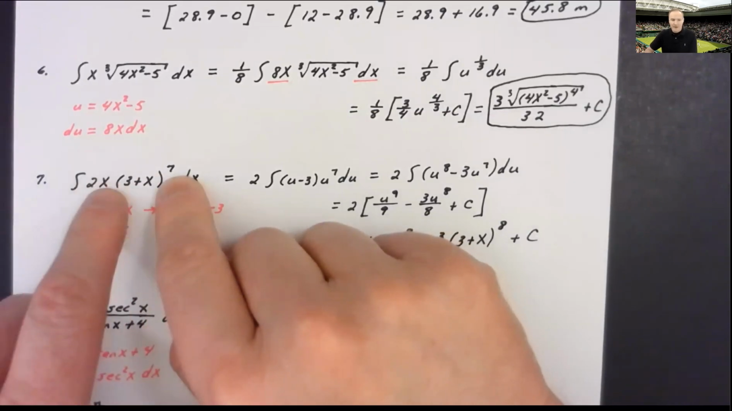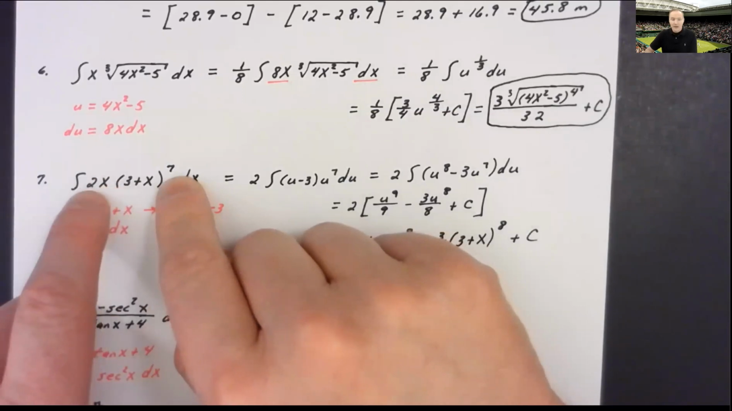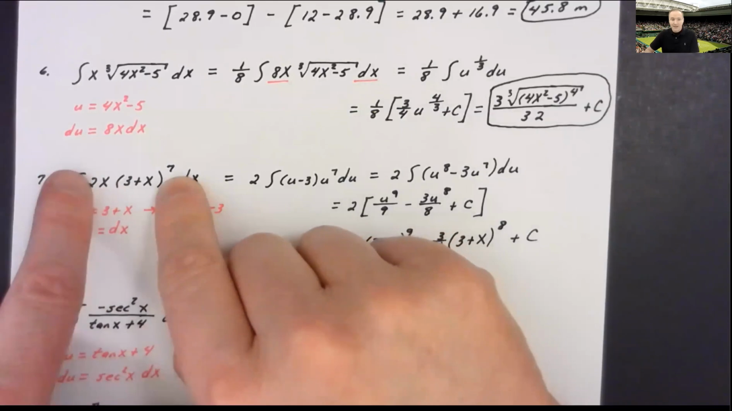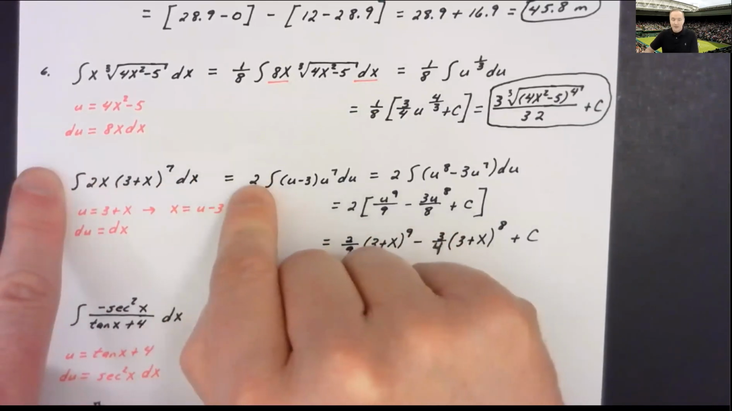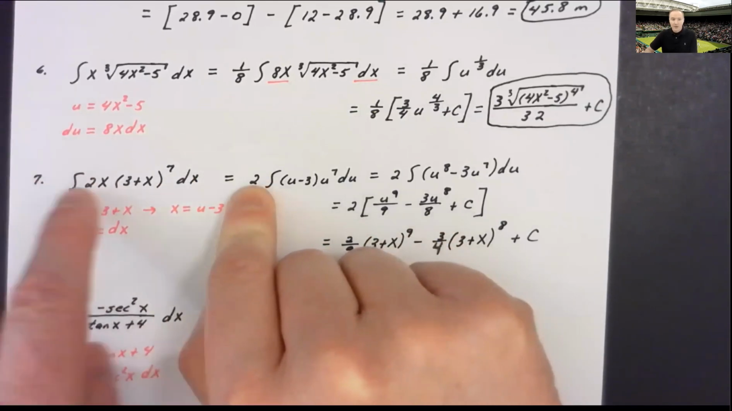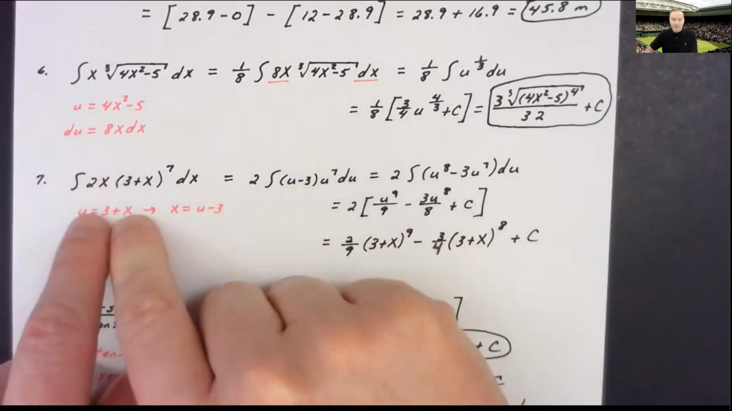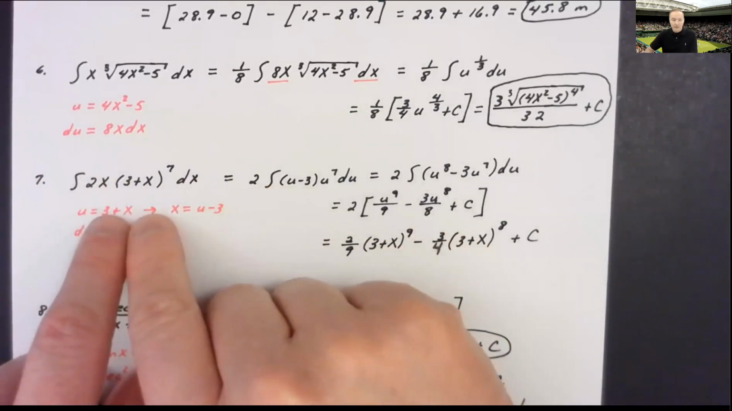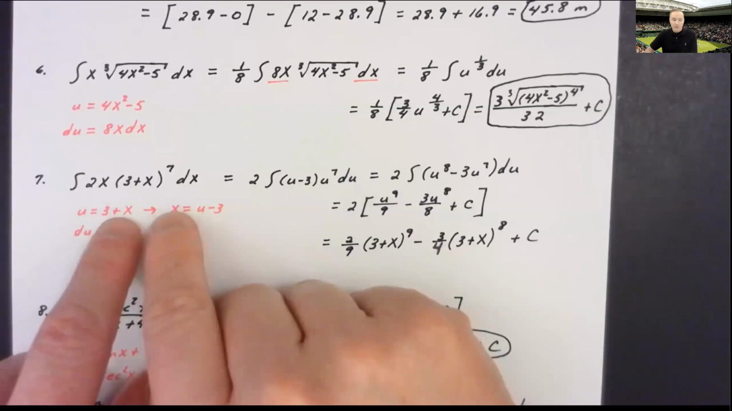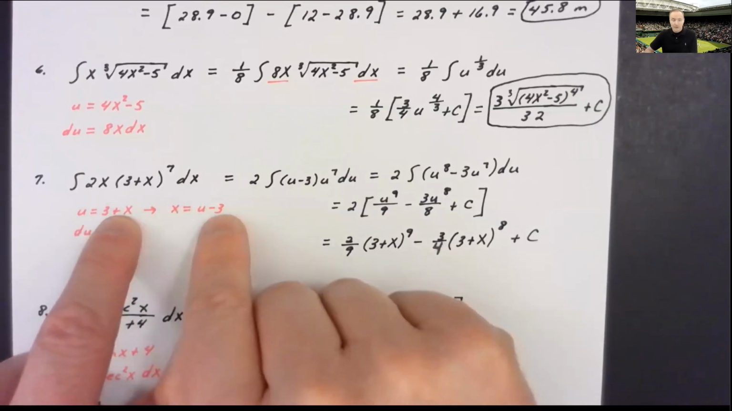But I have this other factor of x that I'll have to take care of. The factor of 2 I'm not really worried about because I can always factor any constant to the outside. That's what I did there. But now this x, I can solve for it. If u is equal to 3x plus 7, then x is going to equal u minus 3. That's what I do right here.